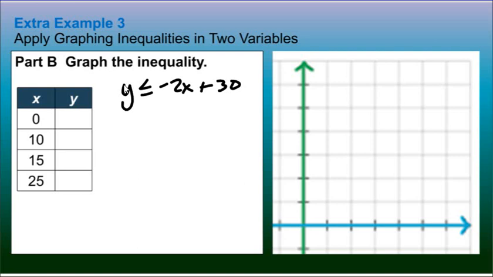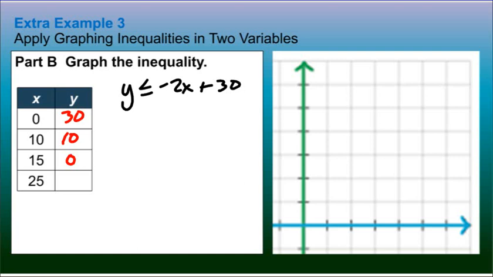Now create a table of values here. Here, if I put 0 in for x, I end up with 30. If I put 10 in for x, 10 times negative 2 is negative 20. Negative 20 plus 30 is 10. 15, that would give us negative 30 plus 30 is 0.